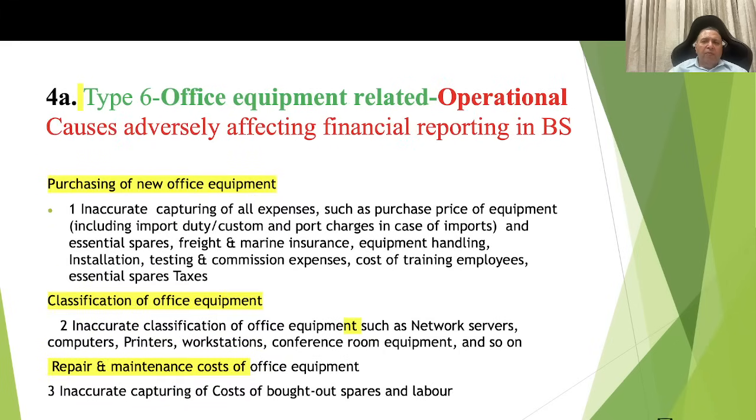Type 6. Office equipment related operational causes that can affect the financial reporting and balance sheet. Purchasing of the new office equipment: inaccurate capturing of all expenses for the office equipment buying, such as purchase price, import duty, custom duty, port charges, and essential spares, freight and marine insurance, equipment handling and installation, testing and commissioning expenses, cost of training the employees, and spares and taxes.